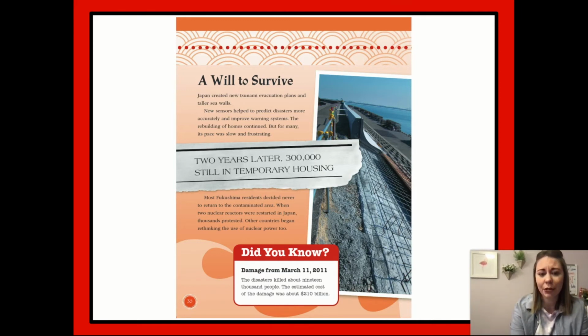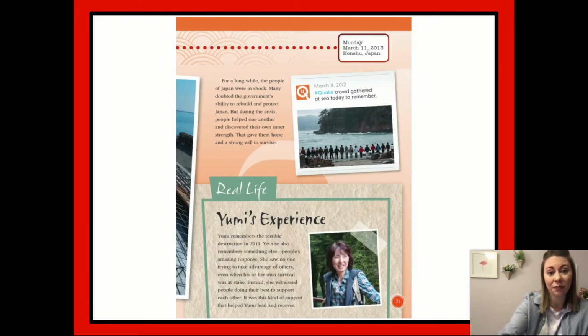Did you know? Damage from the March 11, 2011 disaster. The disaster killed about 19,000 people. Guys, that's a lot of people. The estimated cost of the damage was about $210 billion. That's billion with a B. That's a lot of money, y'all.